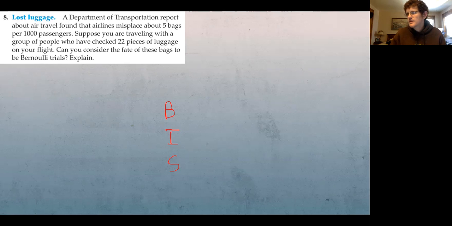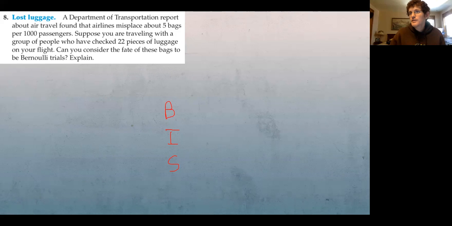So let me ask this. When we have a rate that says that 5 bags per 1,000 passengers are lost, do we think that those are scattered evenly across all flights? Or do you think there are some flights that have a lot of missing luggage and some flights where all the luggage is accounted for? Not scattered evenly. Right.